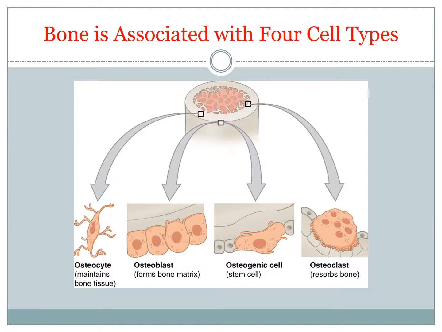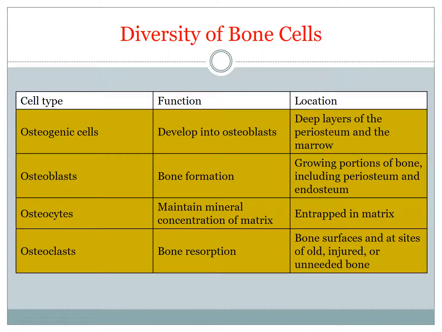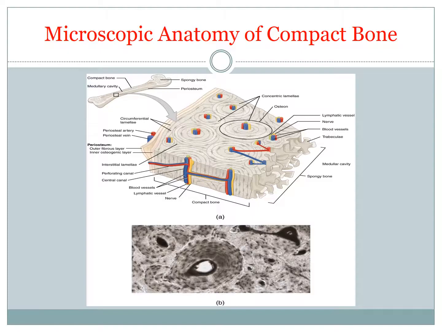Acids and proteolytic enzymes secreted by osteoclasts dissolve the matrix and release stored minerals. This process is called osteolysis or resorption and is important in bone remodeling. So here are the 4 different cell types, their function, and location. Now we're going to examine the microscopic anatomy of compact bone.